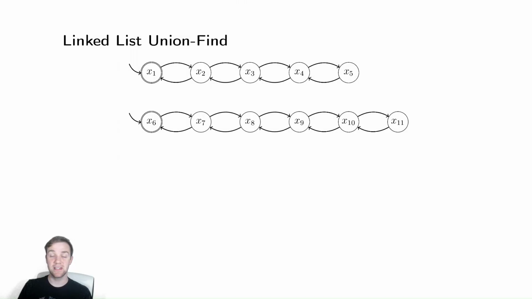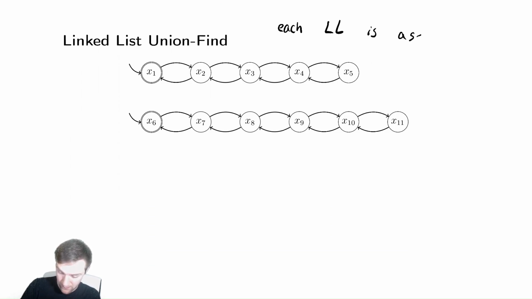Our first implementation of a data structure for union find is going to be a linked list implementation. Each of these two linked lists corresponds to our two disjoint sets. So each linked list is a set. Just so we can understand the way I've drawn these linked lists, the head of the linked list is this node x1 over here, which I've signified by giving it double lines around it. So x1 and x6 are the representatives for those sets.